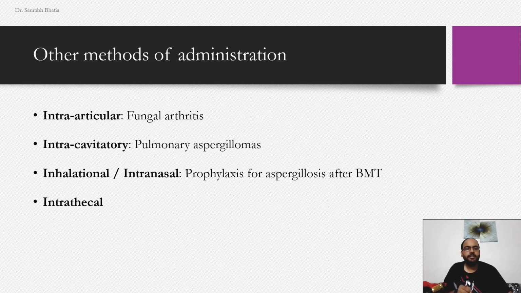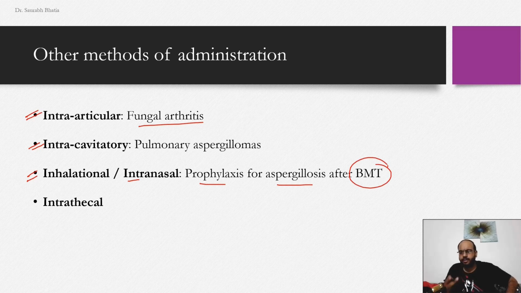Other methods of administration include intra-articular, you inject it inside the joints for fungal arthritis, and intracavitary, for example, if you have a lung aspergilloma, you can inject it directly inside the aspergilloma. Inhalation or intralesional for prophylaxis for aspergillosis after bone marrow transplant. This is just one of the isolated case reports that I found mentioned.